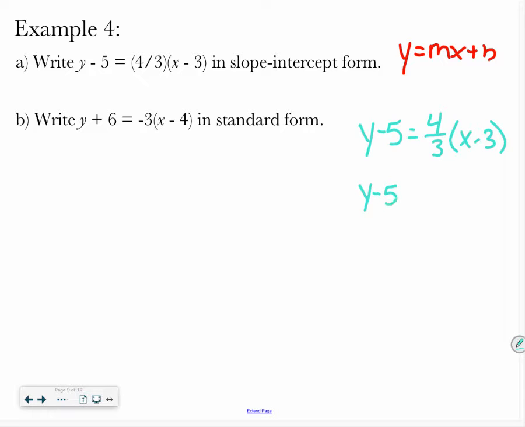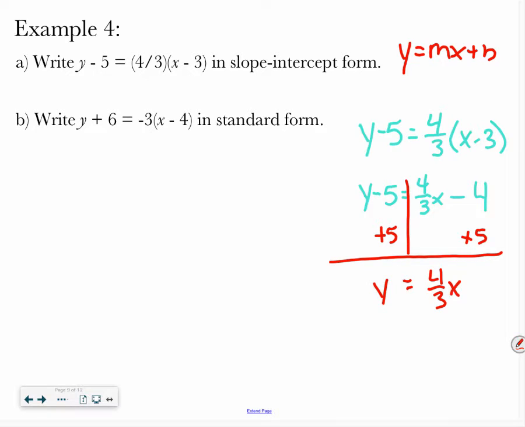So I have y minus 5 equals 4/3 x minus, what's 4/3 times 3? My 3's are going to cancel, and I'm left with just 4. So minus 4. Now I want to get my y by itself, so I can add 5. I'm left with y equals 4/3 x plus 1. And that matches my slope-intercept form, so I know I am done.